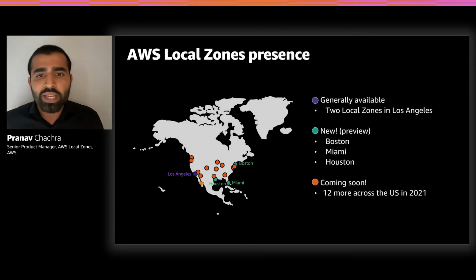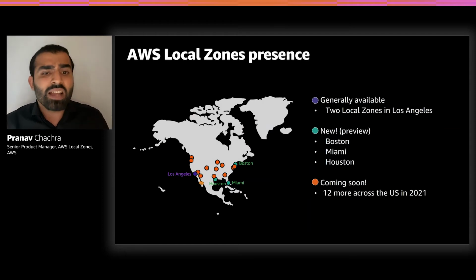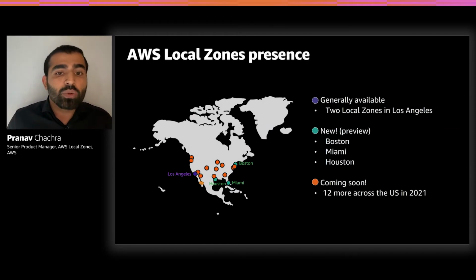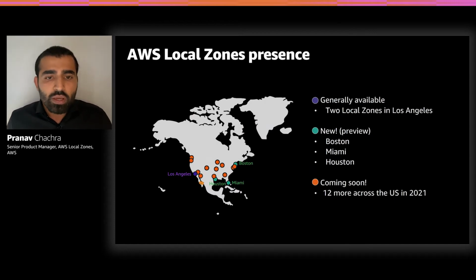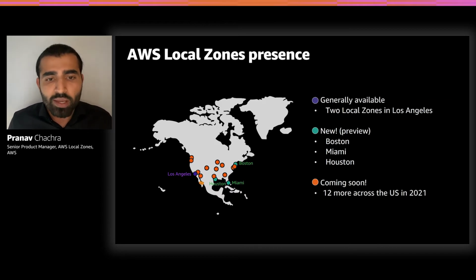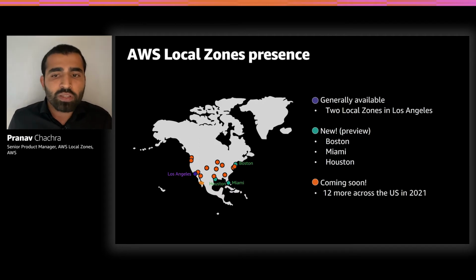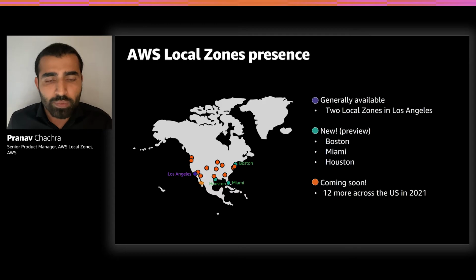The next question that we get from customers is, where can they use local zones? And until last month, developers could only use LA local zone for the end users located in the Southern California region. However, developers outside Southern California also wanted this capability for the end users across the US. And that's why, based on your feedback, we launched 3 new local zones in Houston, Boston, and Miami in Andy's keynote last week. These zones are available in preview and you can start using them right away.